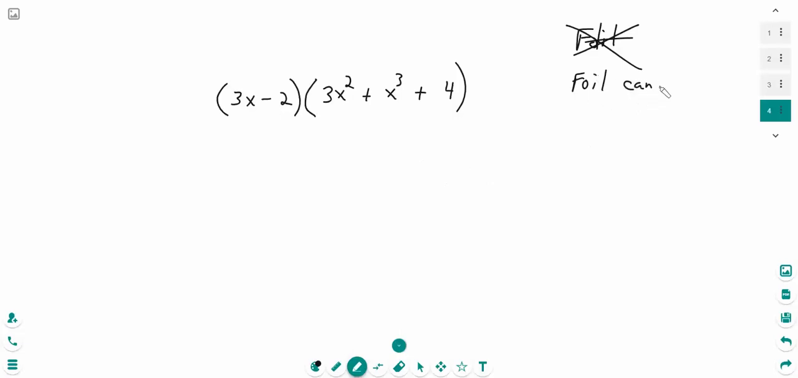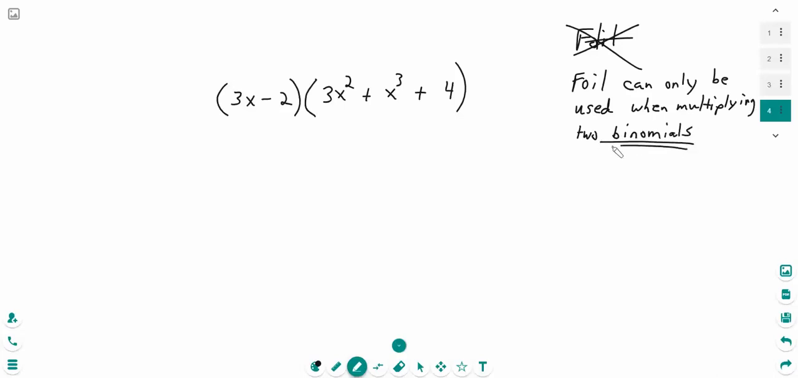FOIL can only be used when multiplying two binomials. Two binomials. Okay? So don't forget that. It has to be two binomials. This has one binomial right here, but unfortunately this other one, well, this is not a binomial. This is a trinomial. We have three terms, right?